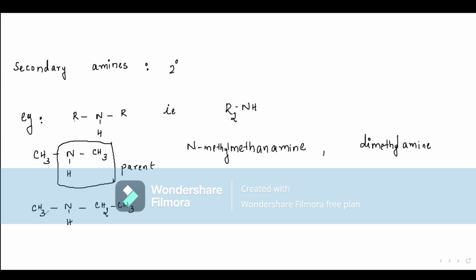One side there is CH3, the other side it is CH2, CH3. Right? The CH2, CH3 part can also be condensed and we can write it as C2H5. Doesn't matter. Both are the same. So any which way, IUPAC is suggesting that whichever is the longest carbon chain, that must carry NH. So CH2CH3 goes with the NH and that becomes the parent.